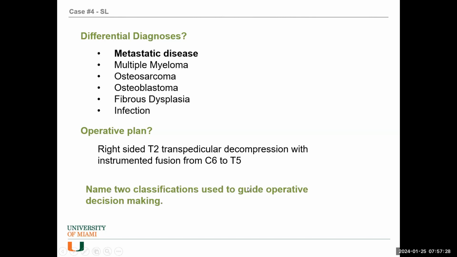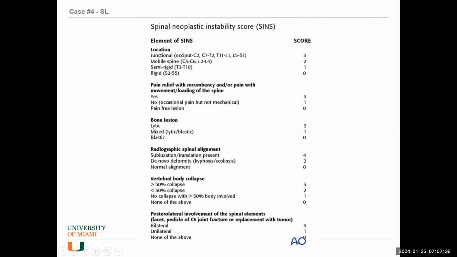Two classifications. Again, we're going to go quickly through this part. Two classifications used to guide operative decision making. The SINS classification. Again, this is just something to understand conceptually. This will essentially help guide the surgical intervention and stabilization of pathological spine fractures or any of these tumor-related issues of the spine based off its location, right? If you have a junctional area, the likelihood of instability is higher. Pain with movement implies some level of axial instability, so that's going to increase your score. If the lesion weakens the bone, that's going to increase your score.